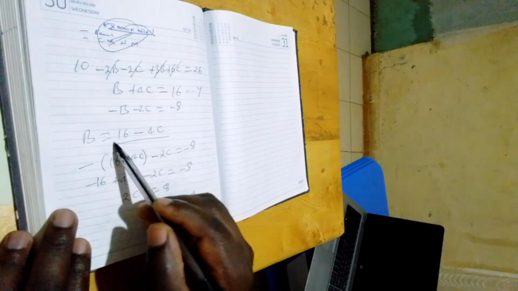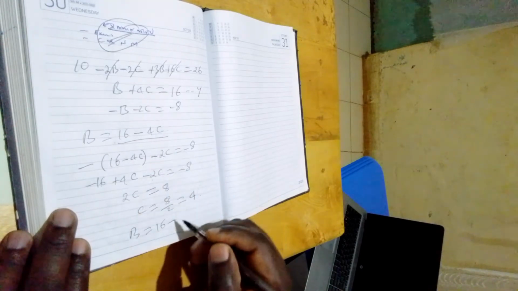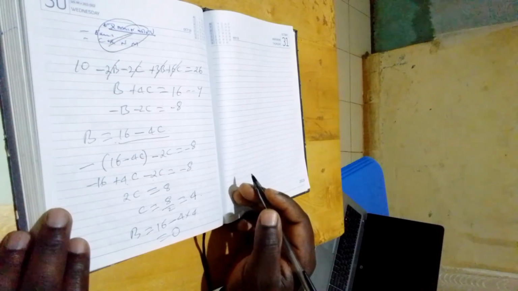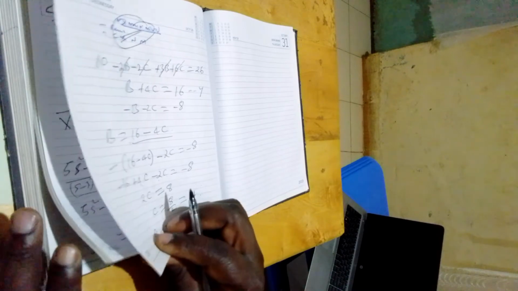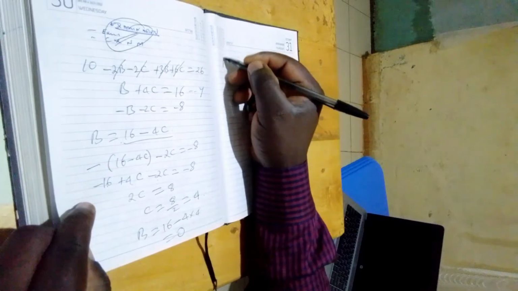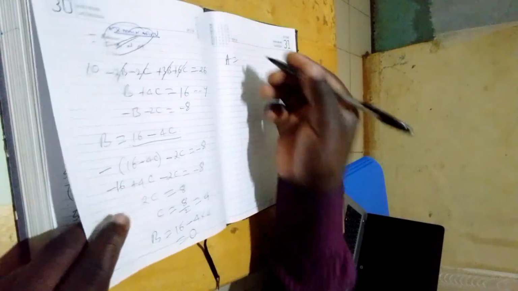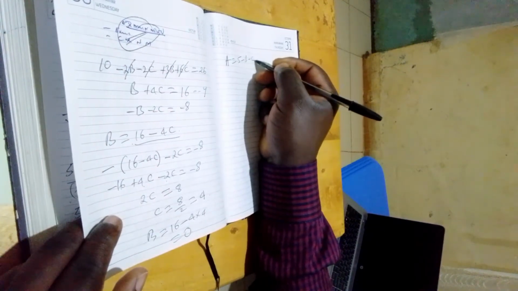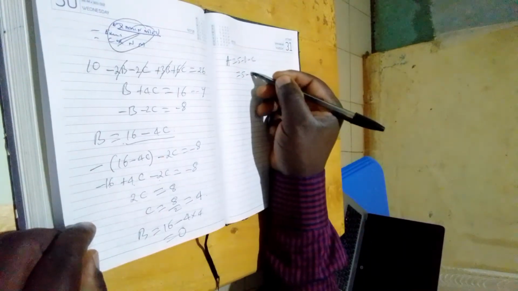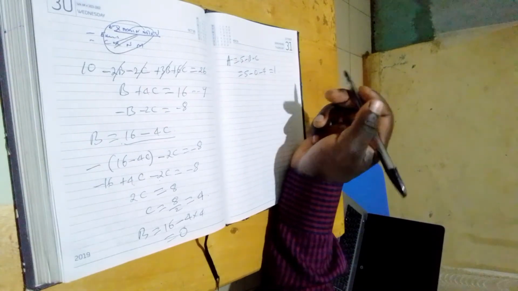So if C is 4, we can get the value of B. B will be equal to 16 minus 4 times 4, to be 0. We can get the value of A from this equation. A equals to 5 minus B minus C, which equals to 5 minus B is 0, minus C is 4. So A equals to 1.